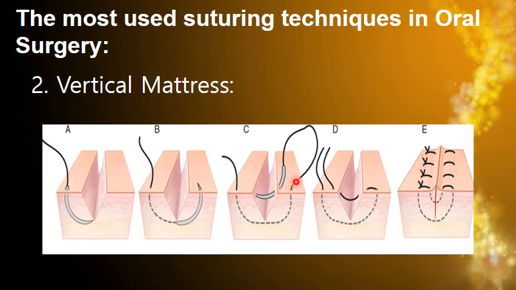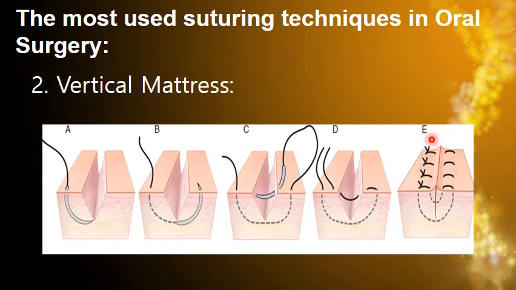And then from the side that the needle exits, I will re-enter it, but this time superficially. The first one was deep, the second one superficially, about 2 to 3 millimeter from the incision line, and take it from the other side. I will adjust the tightness of the suture and then tie the knot. Why did I call it vertical? Because the shape of the stitch is perpendicular to the incision line.